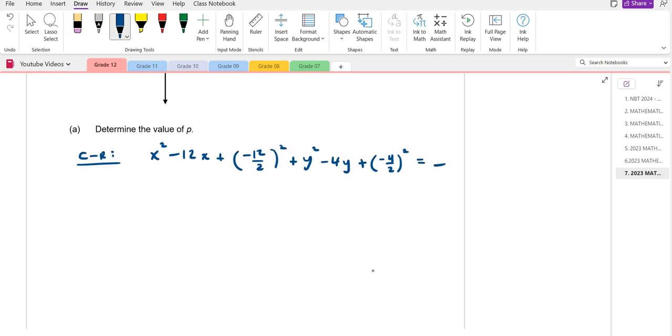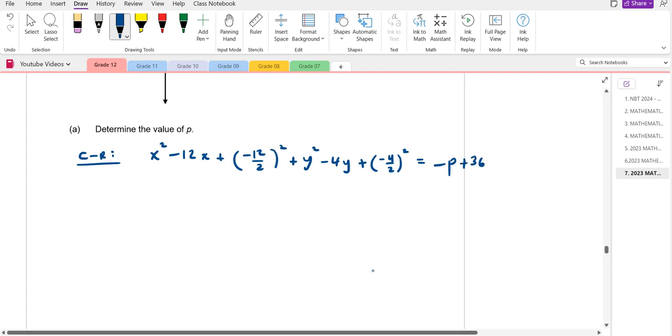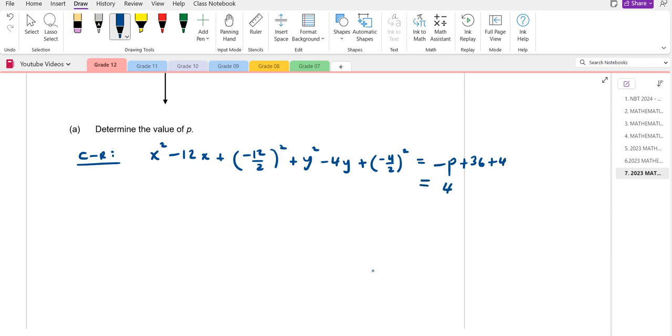And add these values. Negative 12 over 2 is minus 6, squared, which is 36, because I added it on the left-hand side, I must add it on the right-hand side. So we're adding 36 and adding a 4 there. So I've got 40 minus p here, so minus p plus 40. And on this side I've got x minus 6 squared, and y minus 2, all squared.